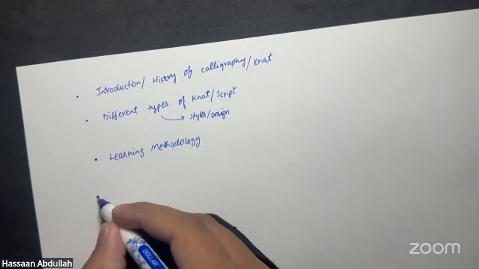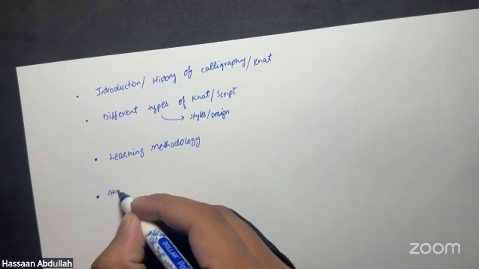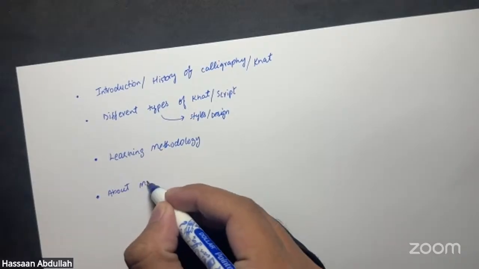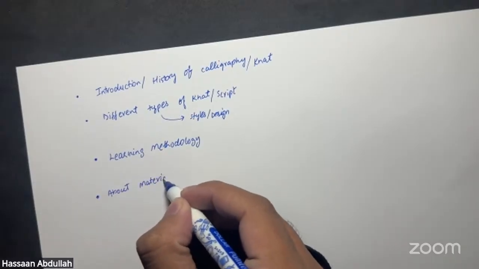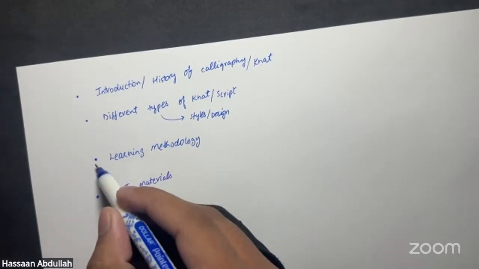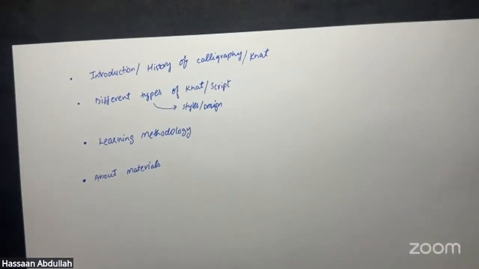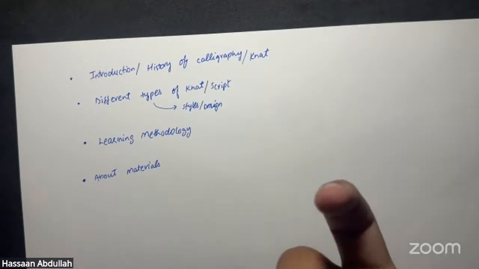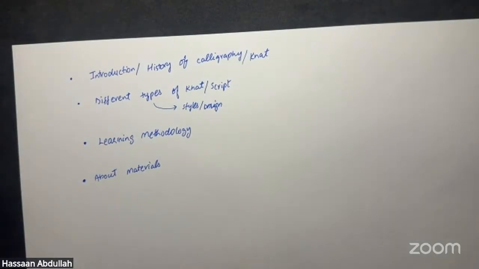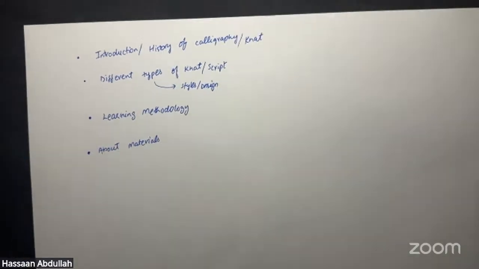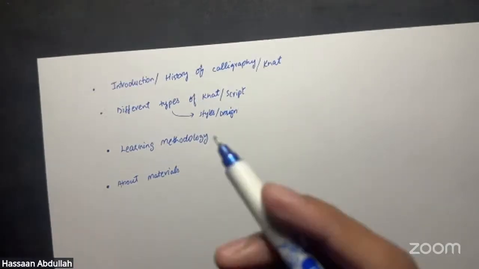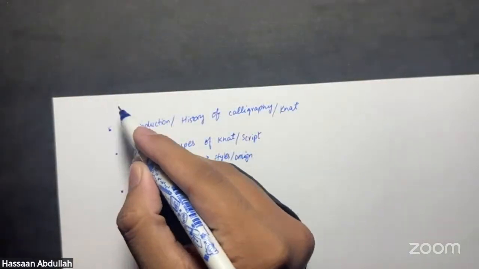And lastly, about materials. So these are the things I'm going to talk about in today's class. About materials, what basic materials we need and how we are going to use them. I'm going to clear up some general questions as well about color, inks, and paper. Okay, so starting from the first, the introduction and history of calligraphy.